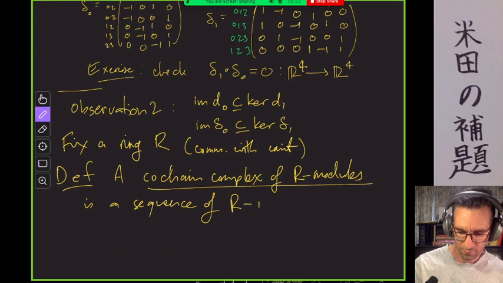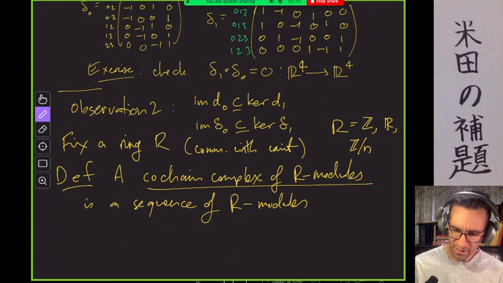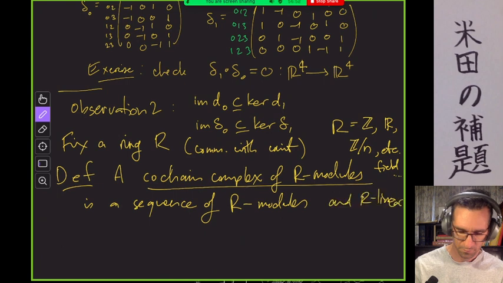I should say, think of the integers, the reals, Z mod n as a ring, with addition and multiplication mod n. Any field. A sequence of R-modules, and R-linear maps.